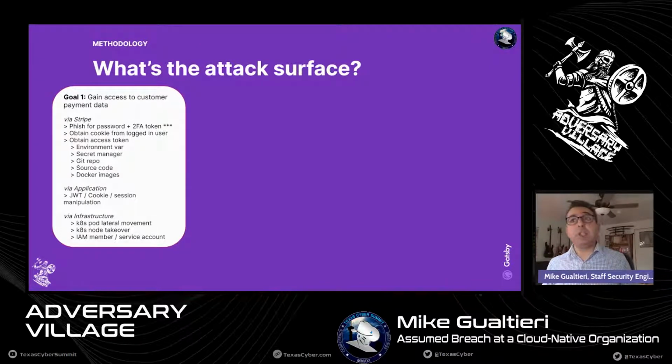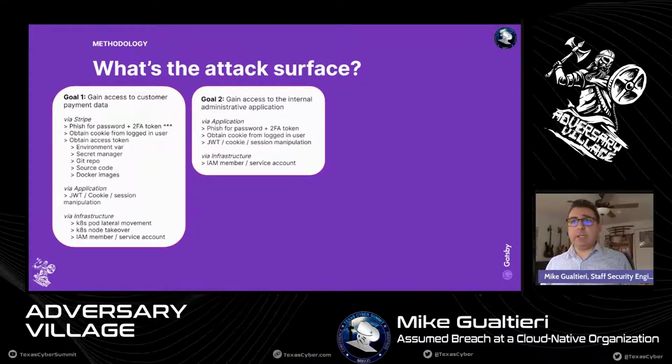It could be inside the application source code, or it could be part of a Docker image. The next area where we can maybe gain access to this is within the application, and this would be via JWT, cookie, session manipulation. If we can change the session in our favor, we can gain access to new data. And finally, it's available in the infrastructure of the organization. So here we think about lateral movement to different pods in the Kubernetes infrastructure. We can take over a GKE node, or maybe we can gain access to an IAM member or service account that gives us more access.